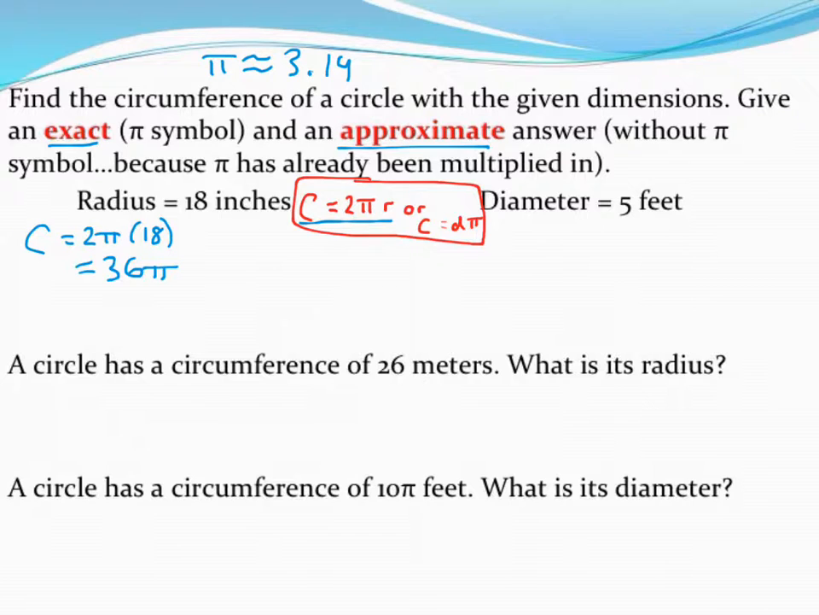So 36 pi inches, because circumference is just sort of like perimeter, it's just a straight line distance. My exact circumference is 36 pi inches.